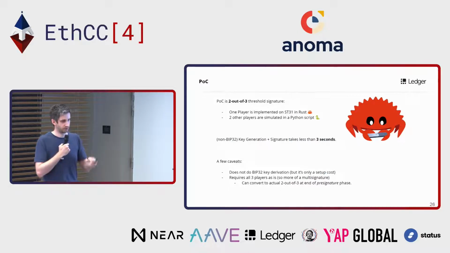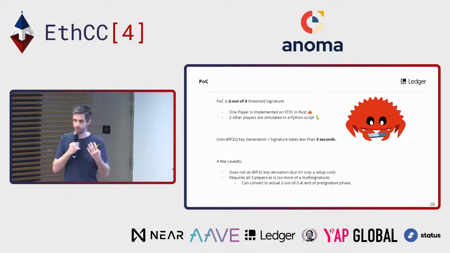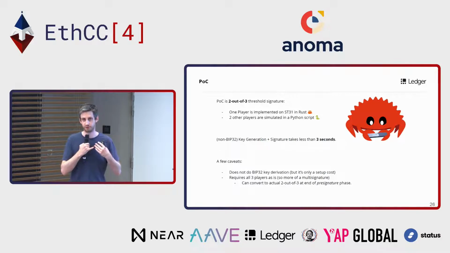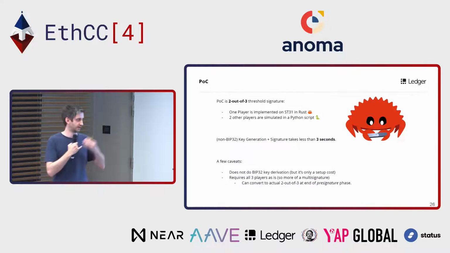But again, you can work around the protocol so that most of the stuff with 3 players happens at the setup, and you can convert those shares to work in a 2 out of 3 fashion, so that when you receive your transaction, you're actually doing an actual 2 out of 3 signing, and not a 3 out of 3. But anyway, even if it was 3 out of 3, that's already a nice multi-signature scheme.